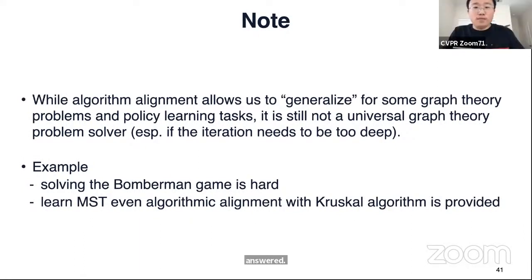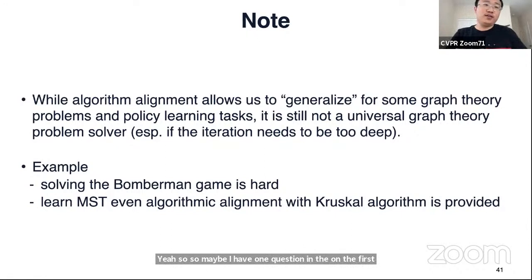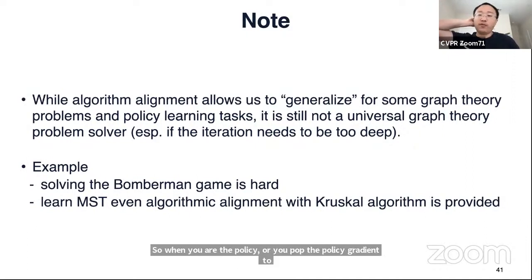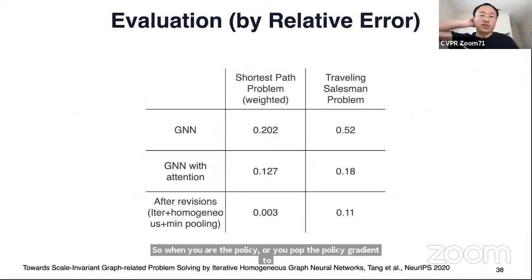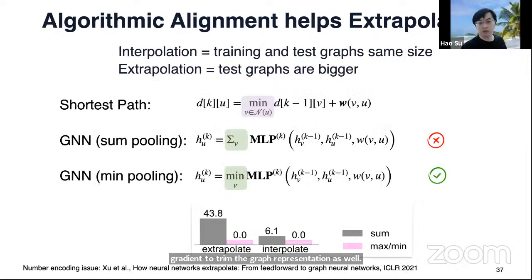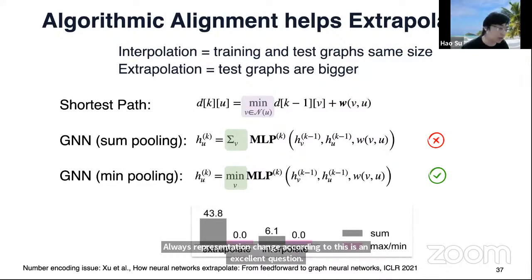Maybe I have one question on the first part. Your policy learning is building up this graph representation. So when you are learning the policy, are you backpropagating the policy gradient to tune the graph representation as well, or is the graph representation changed according to the task? This is an excellent question, which is actually also a deeper question.